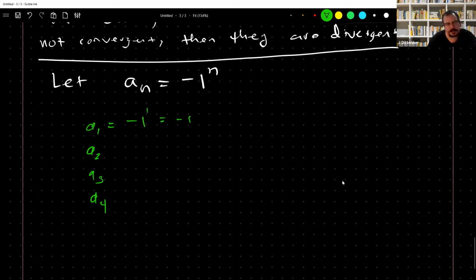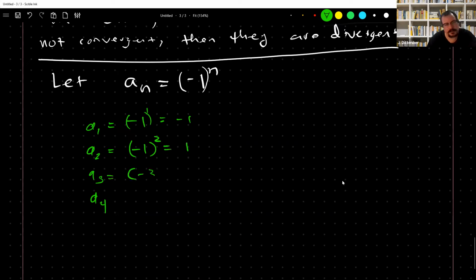which is negative 1. If n equals 2, actually, I'm going to want to use these parentheses or brackets, depending on what part of the world you're in. So let's just put some brackets on there. So if I have negative 1 bracket squared, then I'm going to get positive 1.